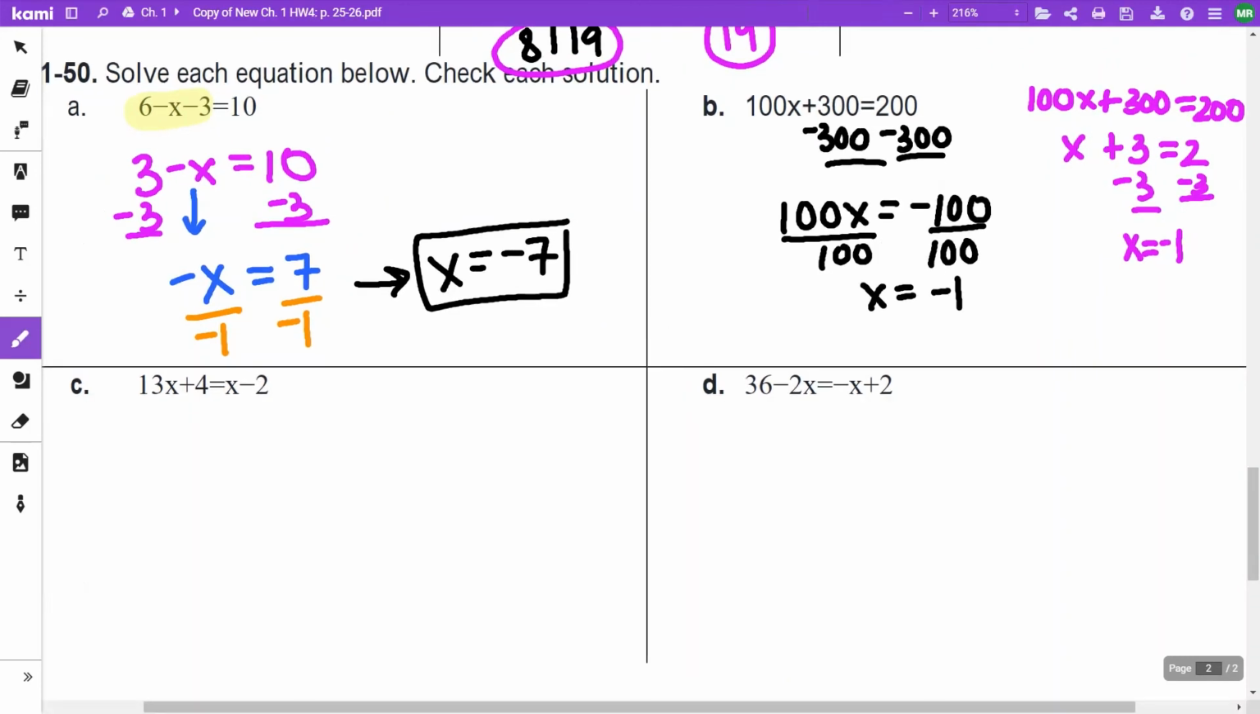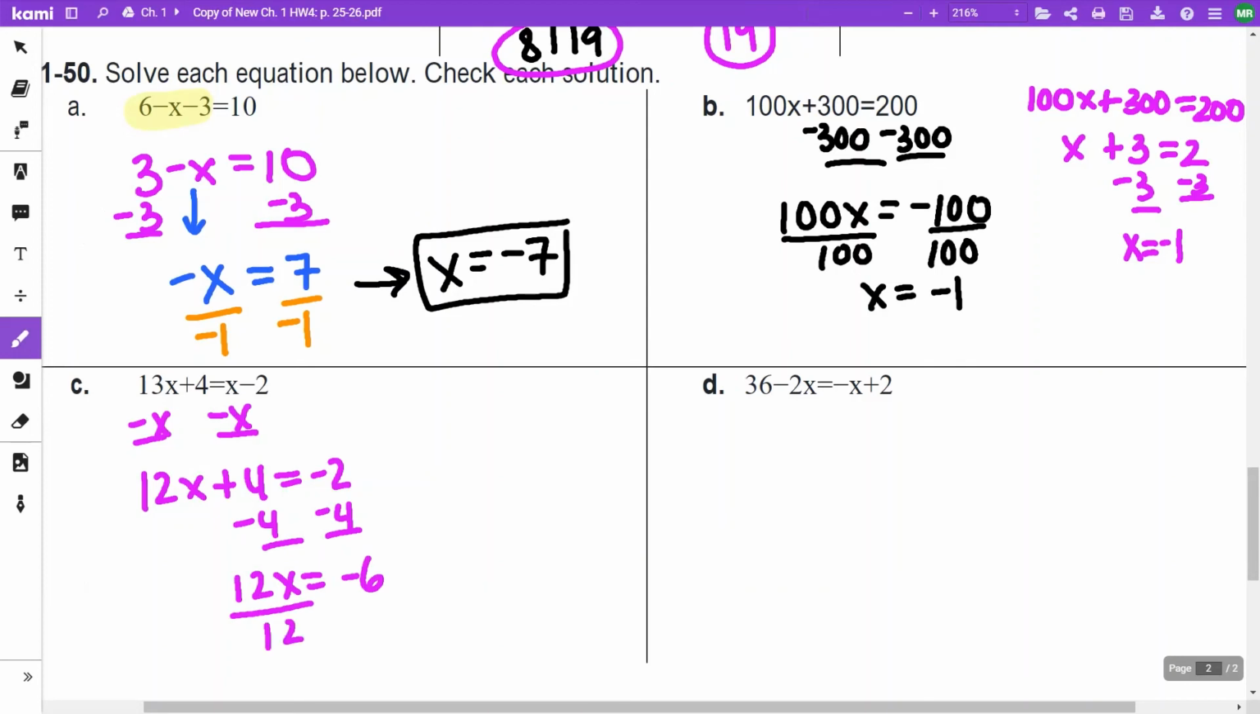On C, I'm going to get my x's on the same side, so I'm going to minus x from both sides. I'm going to get 12x plus 4 is equal to negative 2. I'm going to minus 4 from both sides. So I'm going to get 12x is equal to negative 6. I'm going to divide by 12, and when you divide by 12, it's a negative 6 over 12, or it reduces to a negative 1/2.